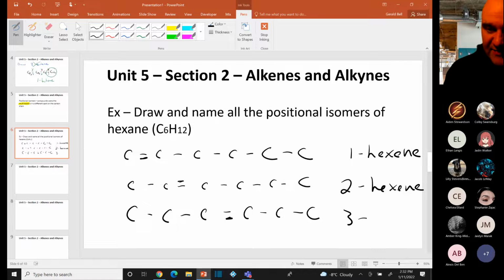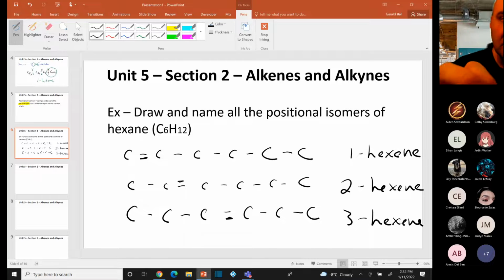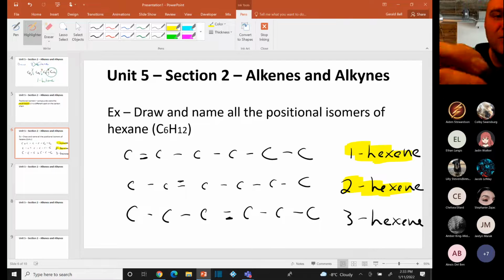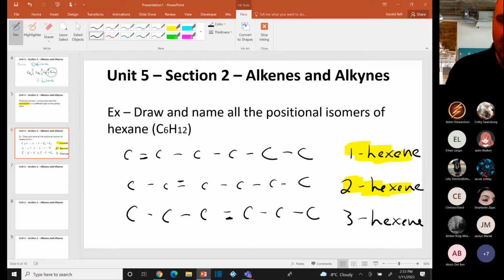I can do 3-hexene, but I can't get a 4 or a 5. If I wanted to write 4-hexene, that would just end up being 2-hexene flipped over. And if I wanted to say there was 5-hexene, that would just end up being 1-hexene flipped over as well. So there should be that many answers.